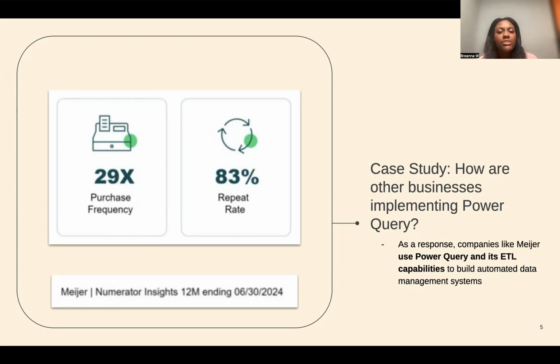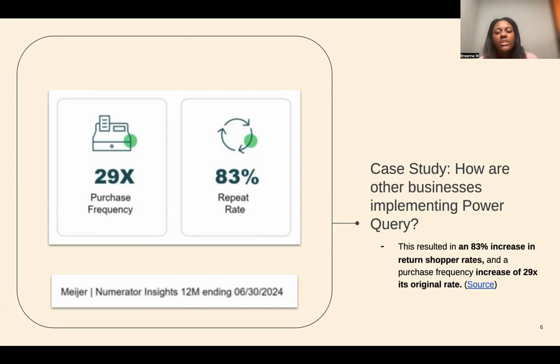And as a response to this, Meijer started to use Power Query. What this did was it used its data processing capabilities to automate data systems that would help clean all of the incoming data that Meijer was dealing with. So no longer did they have to spend tons of time, resources, and manpower trying to clean this large amount of data.